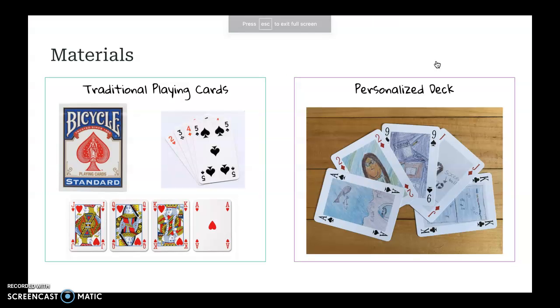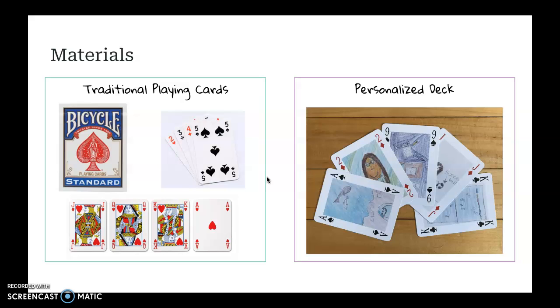So to start, I wanted to talk about the materials for my game. There's really only one: a traditional playing card stack, just like this one pictured here, that has hearts, clubs, diamonds, and spades, as well as specialty cards such as the Joker, Queen, King, and Ace.